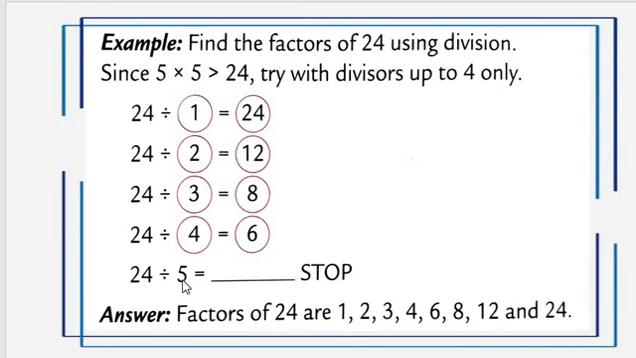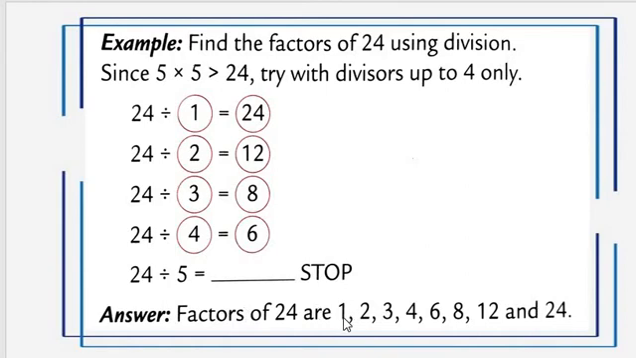Speak the table number 5, my dear students. 5 1s are 5, 5 2s are 10, 5 3s are 15, 5 4s are 20, and 5 5s are 25. So where do we stop? 24, 25. See here, try divisors up to 4 only. Understood? Up to 4 only. Here we are not dividing without remainder, so here we stop.